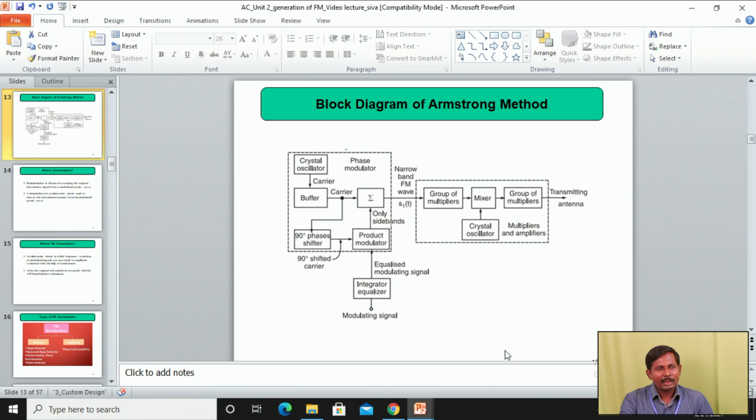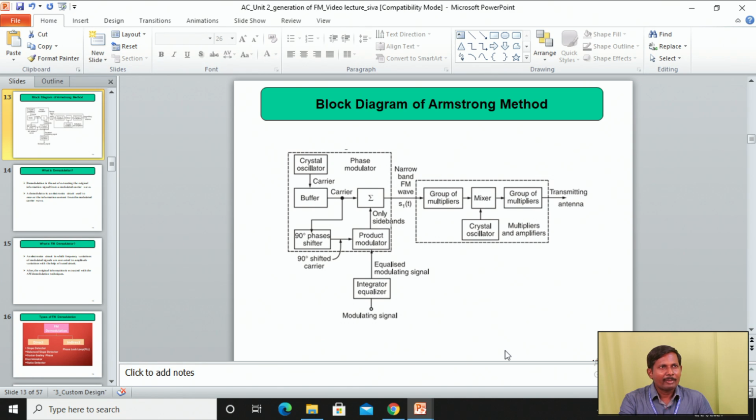The input signal, that is the modulating signal or baseband signal or information signal, is fed into the integrator equalizer. Then the output of the block is the equalized modulating signal. The equalized modulating signal is fed into the product modulator. It produces the sideband signal. It consists of only one sideband, which is fed into the summation block. The output of the summation block is the narrowband FM wave.